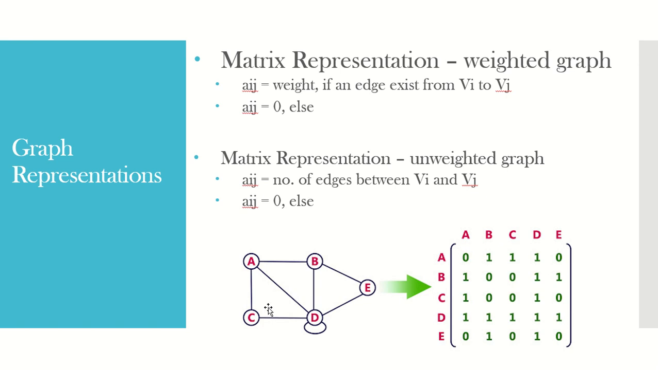Similarly, A to B, and this is an undirected graph. So when you say an edge is there from A to B, the same edge connects from B to A also.